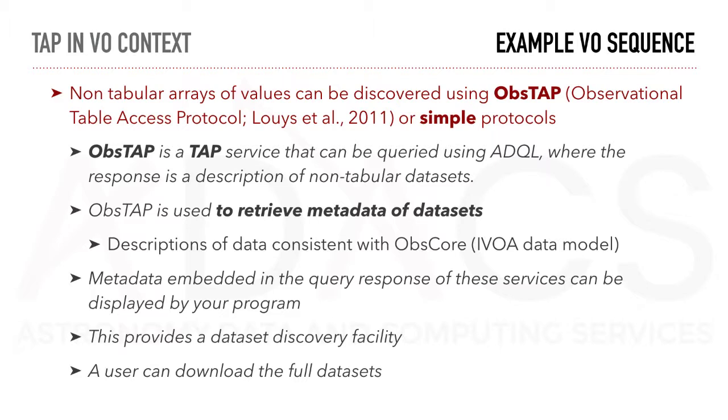Non-tabular arrays of values can be discovered using ObsTAP, or Observational Table Access Protocol. It can also be found using simple protocols. ObsTAP is a TAP service that can be queried using ADQL, where the response is a description of non-tabular datasets. ObsTAP is used to retrieve metadata of datasets, in particular the descriptions of data consistent with ObsCore, the IVOA data model. Metadata embedded in the query response of these services can be displayed by your program. This provides a dataset discovery facility, where users can download the full dataset.